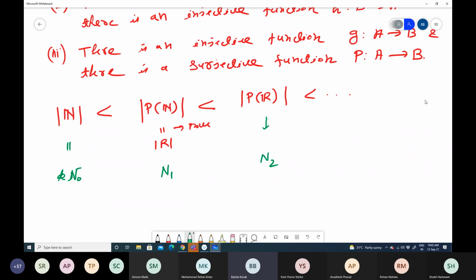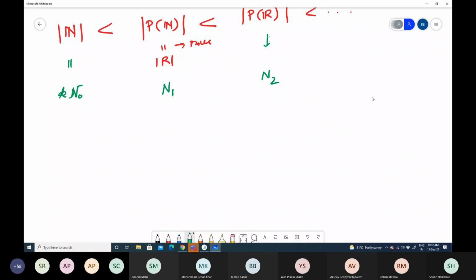Sir, between aleph 1 and aleph 2, is there no set whose cardinality is between those two? No, we cannot prove that, that is the continuum hypothesis. So it is not yet proved. We assume that. Actually it is not proved, you cannot prove it. Someone proved that it cannot be proved.